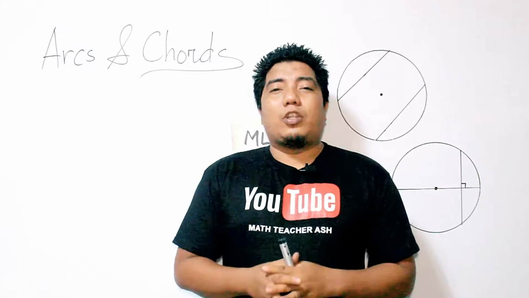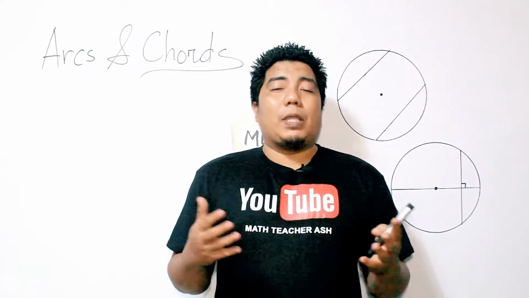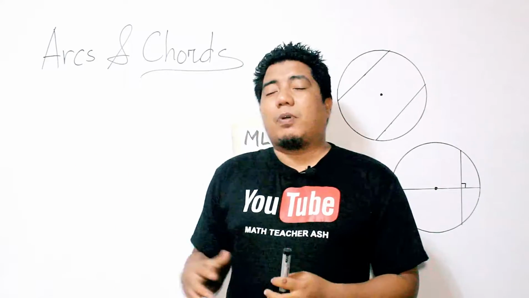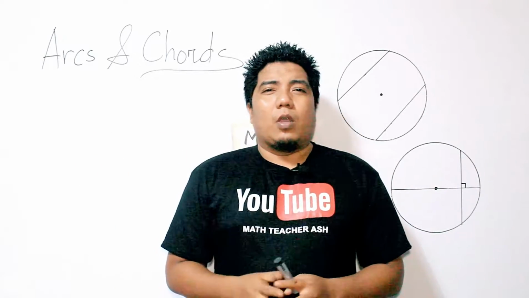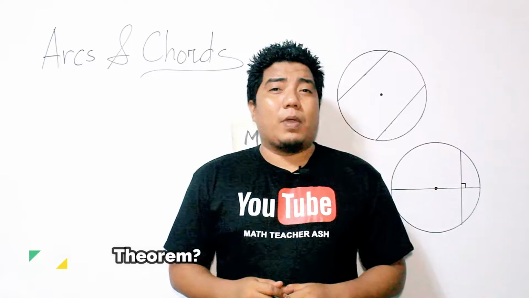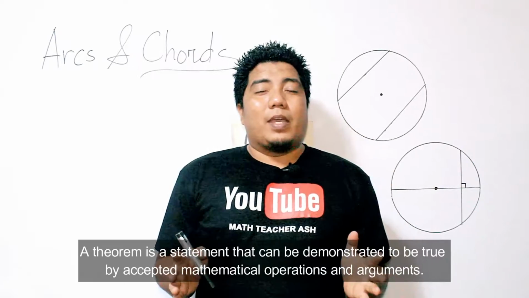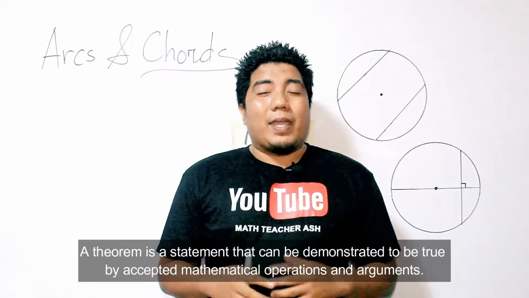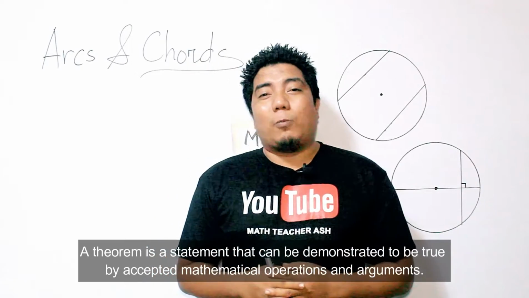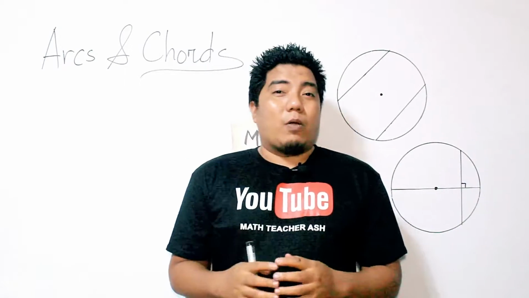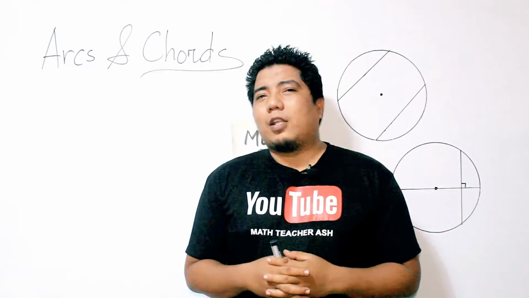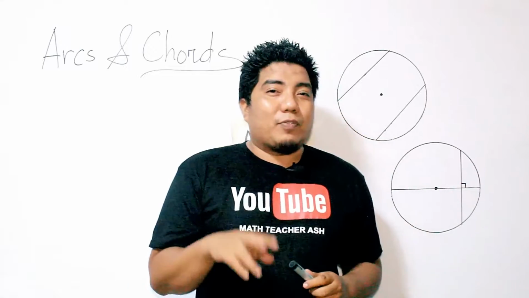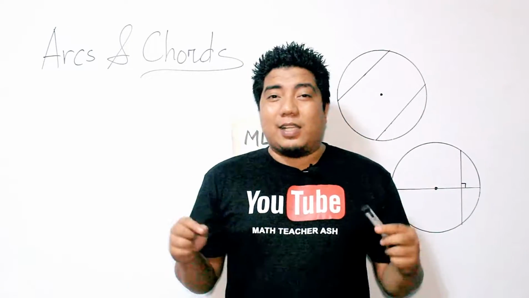In geometry, there are theorems that are presented for us to consider the relationship of the arcs and chords. Question, what is a theorem? A theorem is a statement that can be demonstrated to be true by acceptable mathematical operations and arguments. Now, what are the theorems behind the arcs and chords? We have two theorems to be discussed in this session.